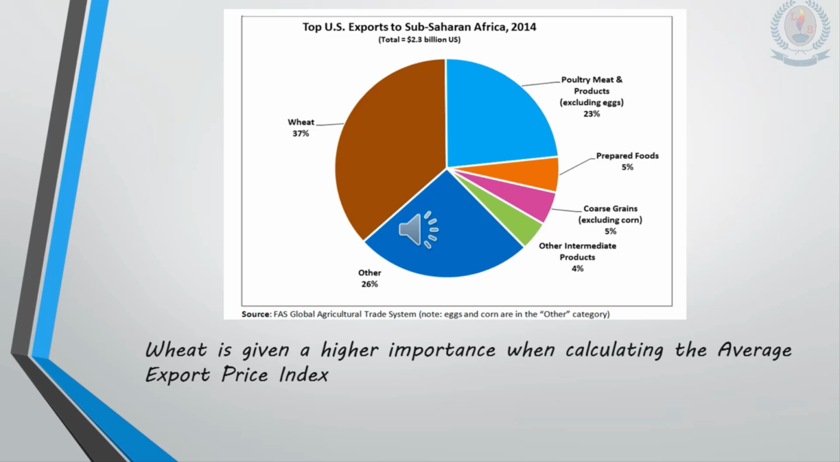For example, if 84% of a country's exports are apparel, a change in the price of apparel is given more importance when calculating the export price index than the other exports of that country.